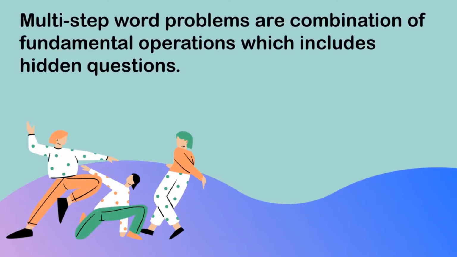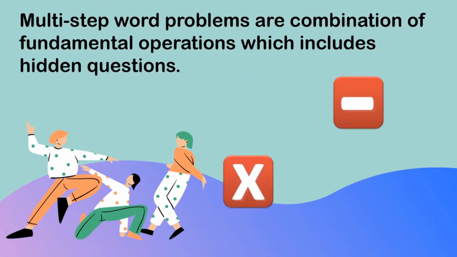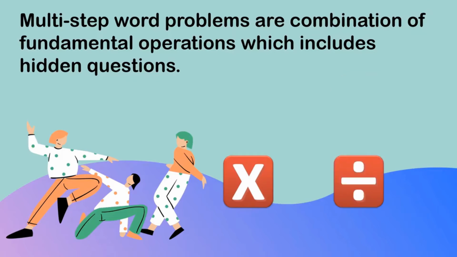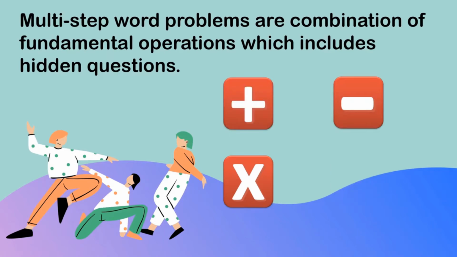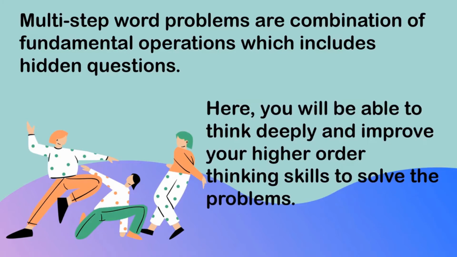Multi-step word problems are combinations of either 2 or 3 fundamental operations, which include hidden questions like addition and subtraction, subtraction and multiplication, multiplication and division, or addition, multiplication and division, subtraction, multiplication and division, addition, subtraction and multiplication, and addition, subtraction and division. Here, you will be able to think deeply and improve your higher order thinking skills to solve the problems.